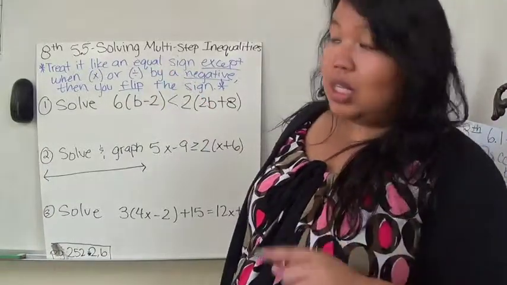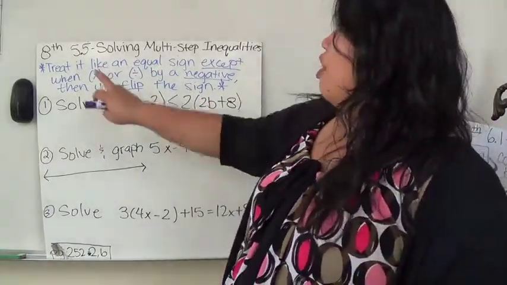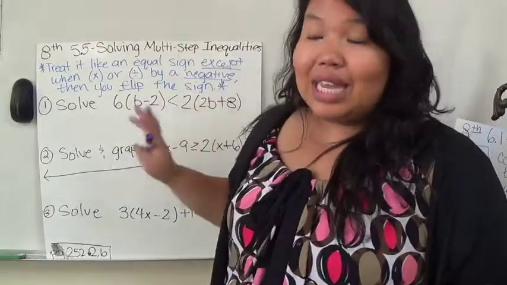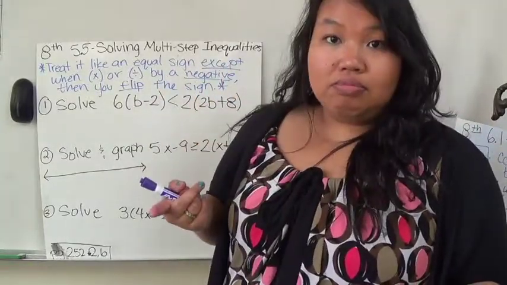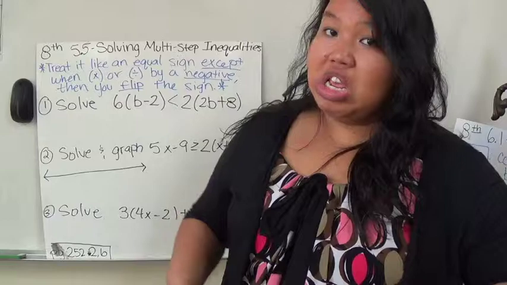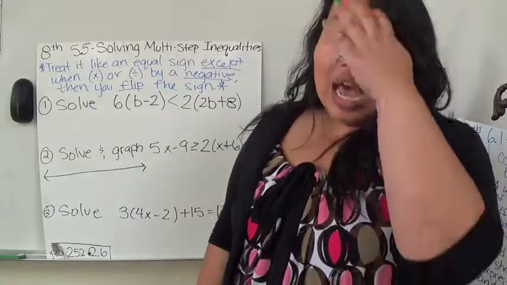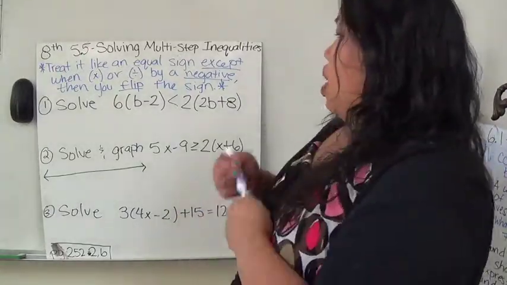You just treat the inequality like an equal sign. The only exception is that one rule you learned last section, which is if I multiply or divide by a negative number, I have to flip the sign. Okay? Other than that, it's just an equal sign. What I do to one side, I have to do to the other. So let's look at number one.